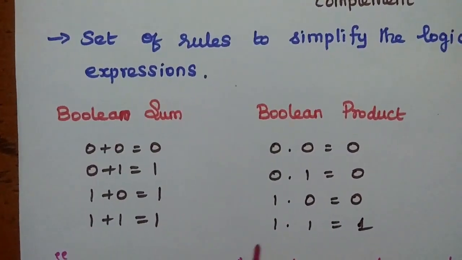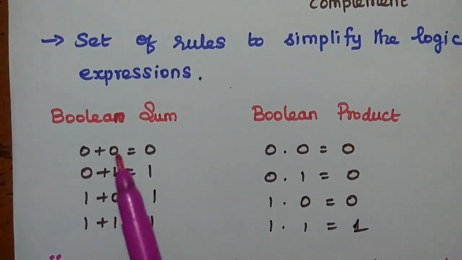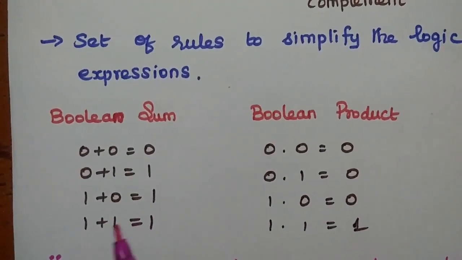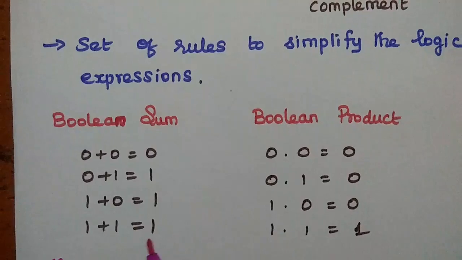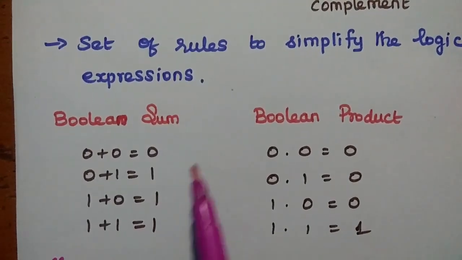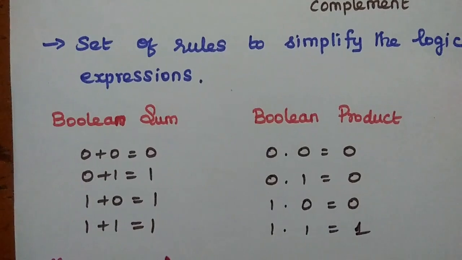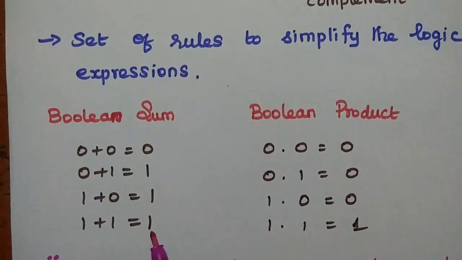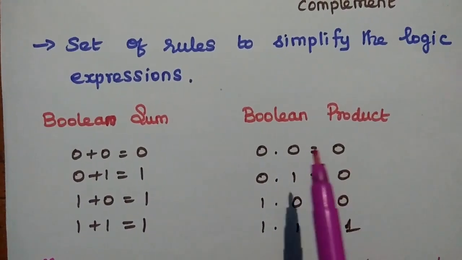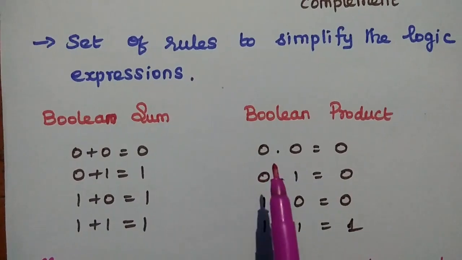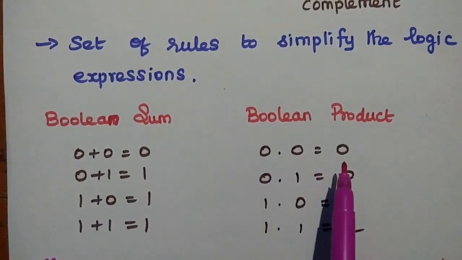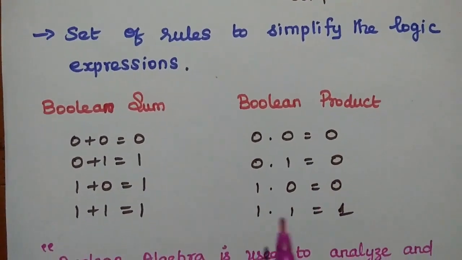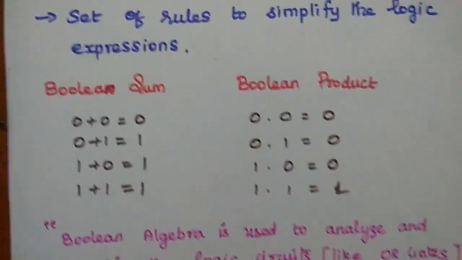Boolean sum can be expressed like this: 0 plus 0 is equal to 0, 0 plus 1 is equal to 1, 1 plus 0 is equal to 1, 1 plus 1 is equal to 1. In case of binary addition, 1 plus 1 is equal to 10, correct? But in this Boolean sum, 1 plus 1 is equal to 1. Boolean product can be written like this: 0 into 0 is equal to 0, 0 dot 1 is equal to 0, 1 dot 0 is equal to 0, 1 dot 1 is equal to 1.